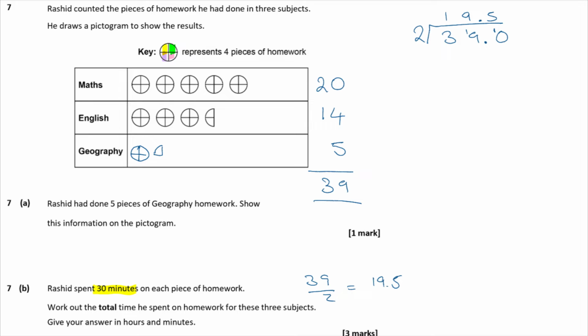Okay, so anyway, it comes to 19.5, and that's going to be the number of hours. Now it does say it wants it in hours and minutes though, down here. So 19.5 hours is 19 hours, and half an hour is 30 minutes. So I'm going to just round off by saying that that is 19 hours and 30 minutes.